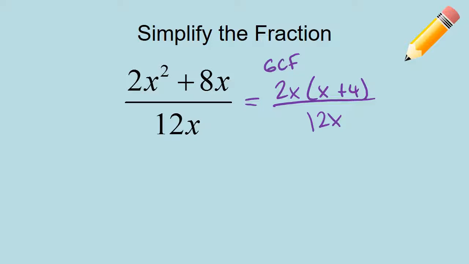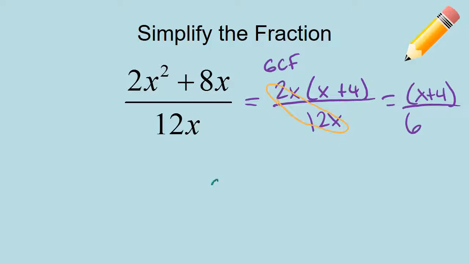So now if I look at my factors here, these factors can reduce down. 2 over 12 reduces down to 1 over 6. X over x reduces down to 1, and I still have my factor of x plus 4.